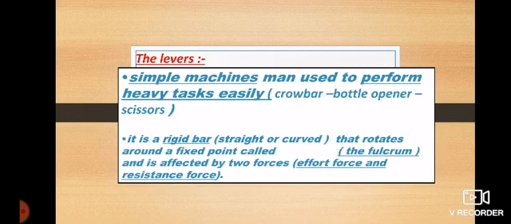Or it's a rigid bar, straight or curved, that rotates around a fixed point. The fixed point is called the fulcrum, and it's affected by two forces. So the lever is affected by two forces, which are the effort force and the resistance force.